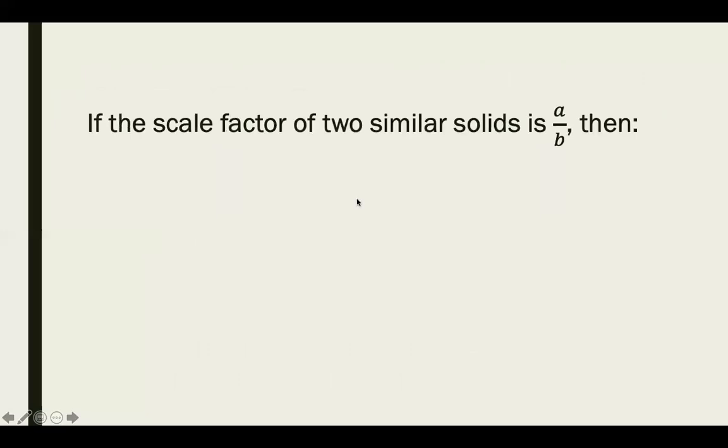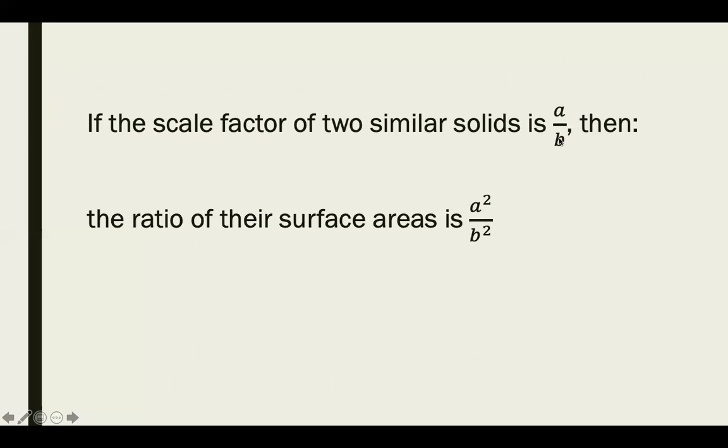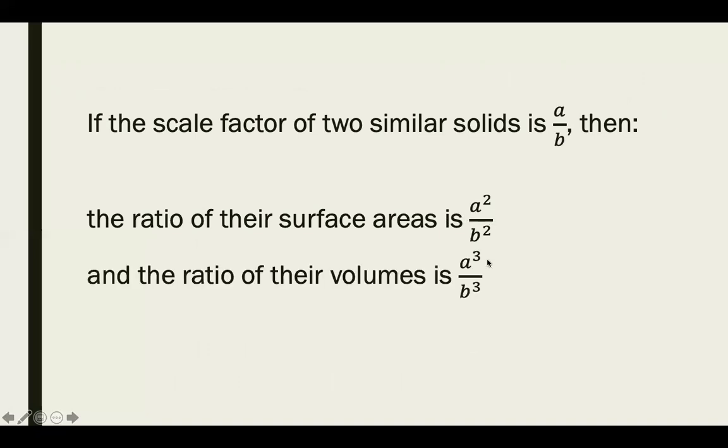So let's put this in general. If the scale factor of 2 similar solids is A over B, then the ratio of their areas is A squared over B squared. We already knew that. But for the volumes, it's A cubed over B cubed. So we cube the scale factor. So let's see some examples where we need to use this.